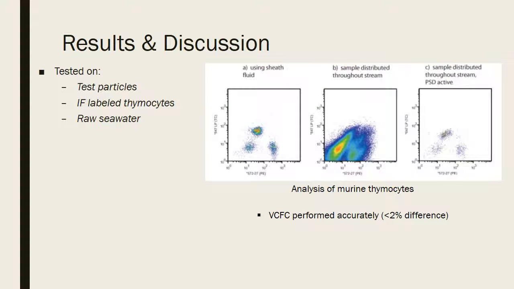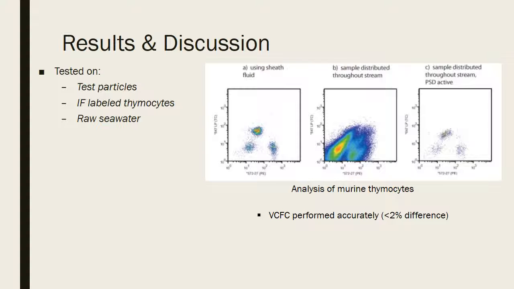To test and validate their system, the group compared measurements done on a traditional flow cytometer and their own on test particles, immunofluorescently labeled thymocytes, and raw seawater. When CD4 and CD8 expression in murine thymocytes was analyzed using traditional flow cytometry compared to VCFC, or virtual core flow cytometry, they found a less than 2% difference in results after applying a gate that determines the virtual core.